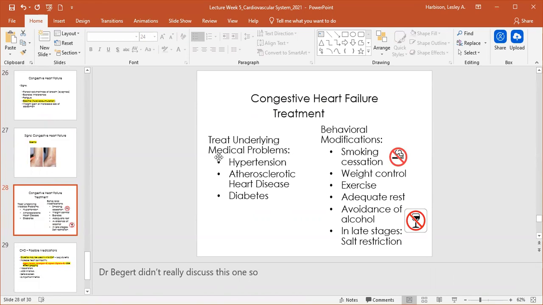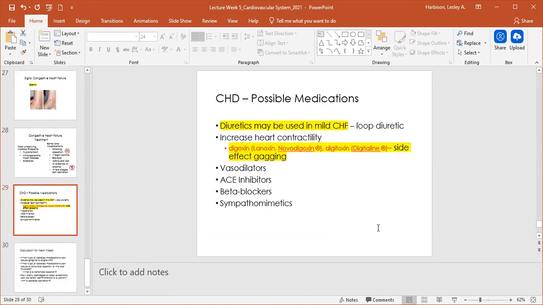Congestive heart failure treatment: you have to treat underlying problems such as hypertension, atherosclerotic heart disease, and diabetes, and then behavioral modifications: smoking cessation, weight control, exercise, adequate rest, avoidance of alcohol, and in the late stage, salt restriction as well. Congestive heart failure, possible medications.